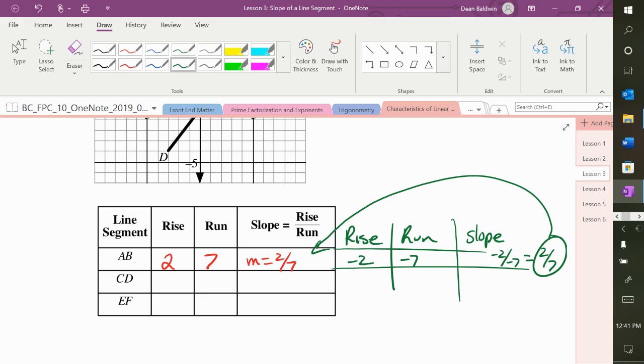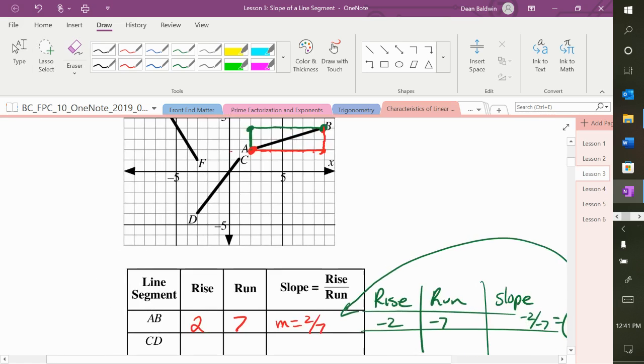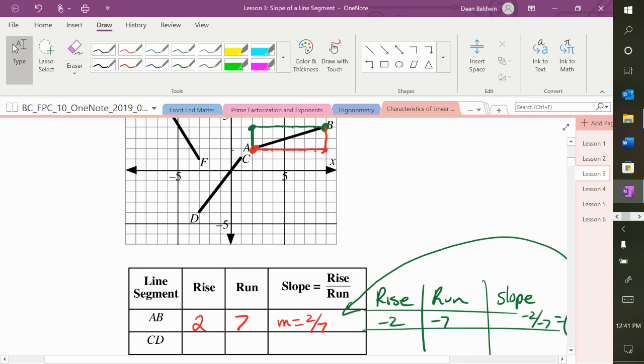So CD. What's the first step? CD line. What's the first thing you have to do if you want to do the slope? Do a triangle.